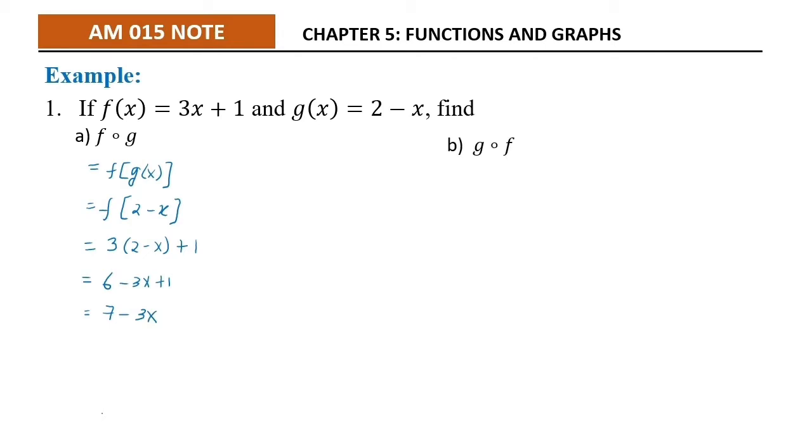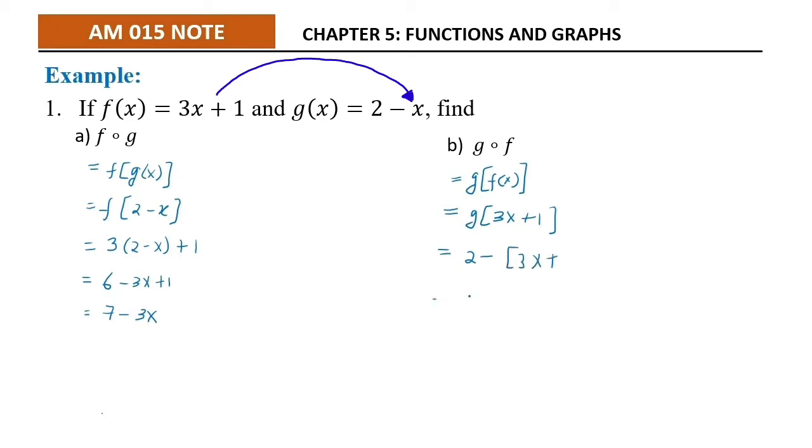B, g of f. f is the input of g, so g of f equal to g(f(x)). f is 3x plus 1, and then g is 2 minus x. x is now 3x plus 1. Simplify, we have 2 minus 3x minus 1, so 1 minus 3x.